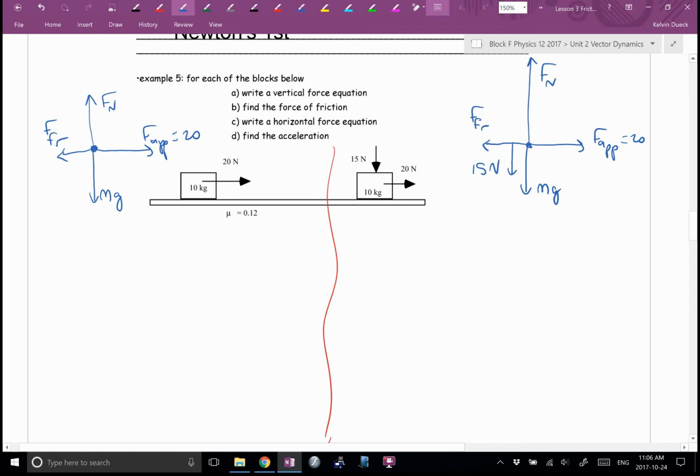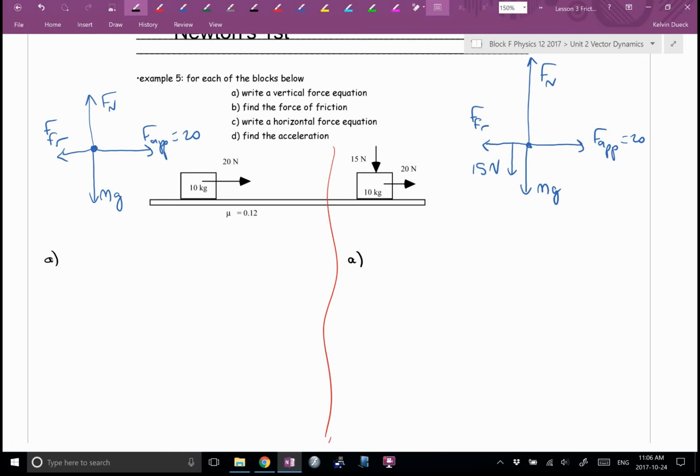I'm not sure. I've got to run some numbers. Okay. Cool. Part A. What does Part A want me to do? In the left-hand situation, what's the vertical force equation?